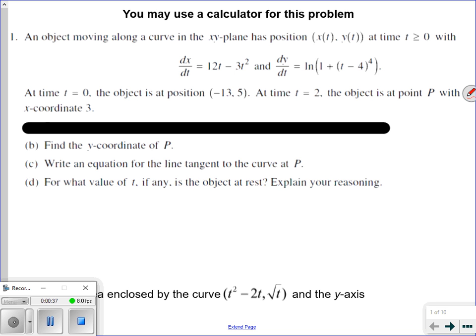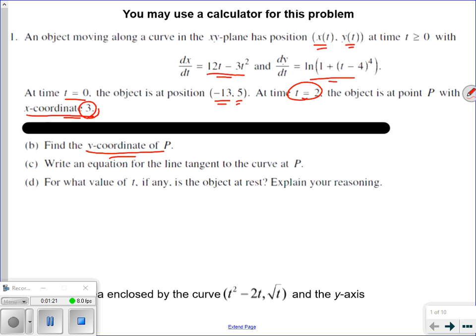Okay, so it says an object moving along a curve in the xy plane has position x of t, y of t at time t greater than or equal to 0, with dx over dt equaling this and dy over dt equaling this. At time t equals 0, we have an initial position, x equals 13, y equals 5. And at time t equals 2, the object is at point P with an x coordinate of 3. Okay, so that's kind of helpful. Find the y coordinate of P.